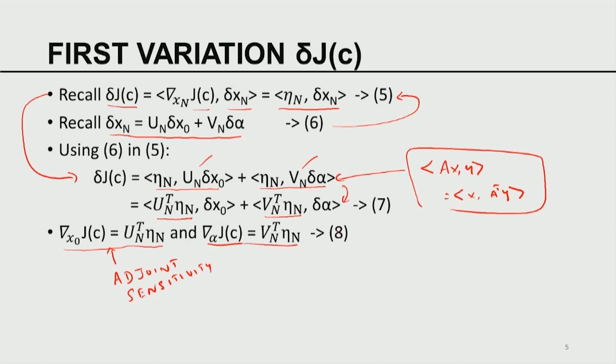So from 8, we now know how the gradients of the J function with respect to X naught and alpha are structured. You can readily see the sensitivity is the product of Un transpose and eta n. What is eta n? Eta n is simply the normalized forecast error viewed from the model space. I misspoke earlier; it is not the model error. You are going to multiply that by the transpose of the forward sensitivity. So the adjoint sensitivity is the product of the transpose of the forward sensitivity times the forecast error. Likewise, the adjoint sensitivity with respect to the parameter is also the product of the transpose of the forward sensitivity times the forecast error.